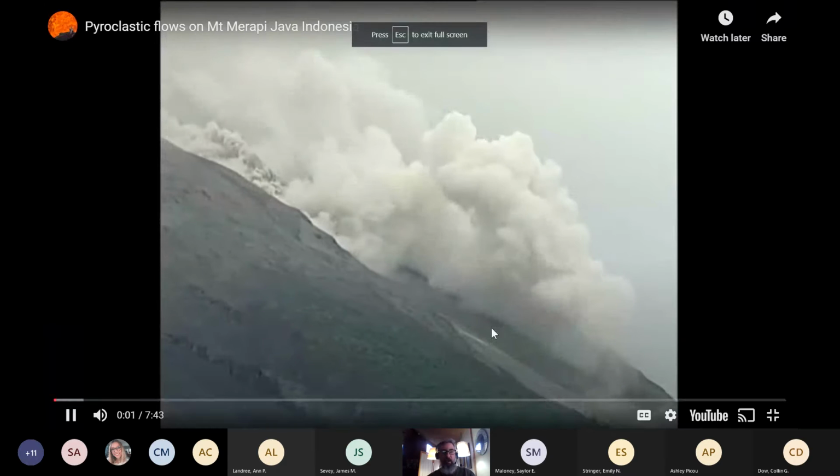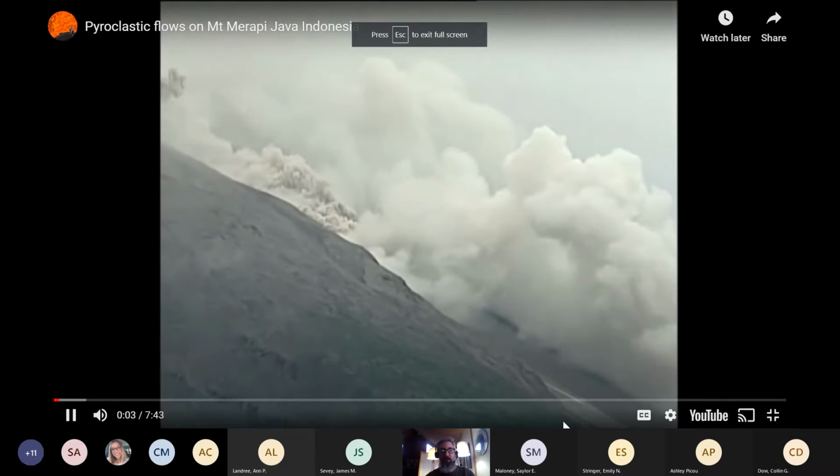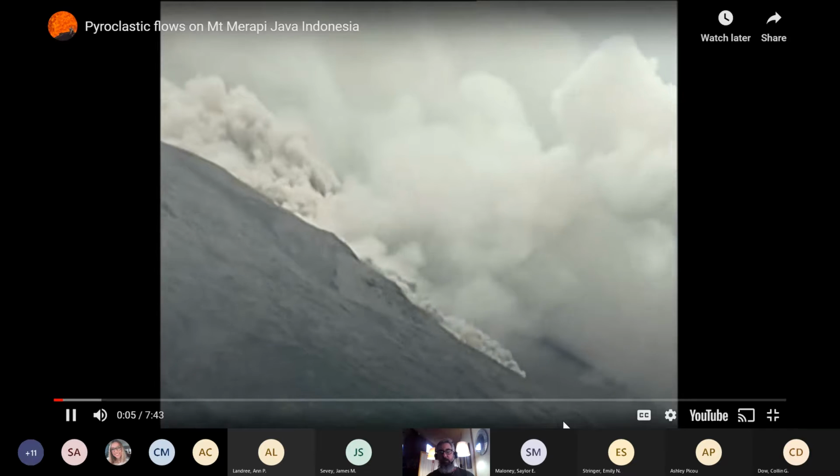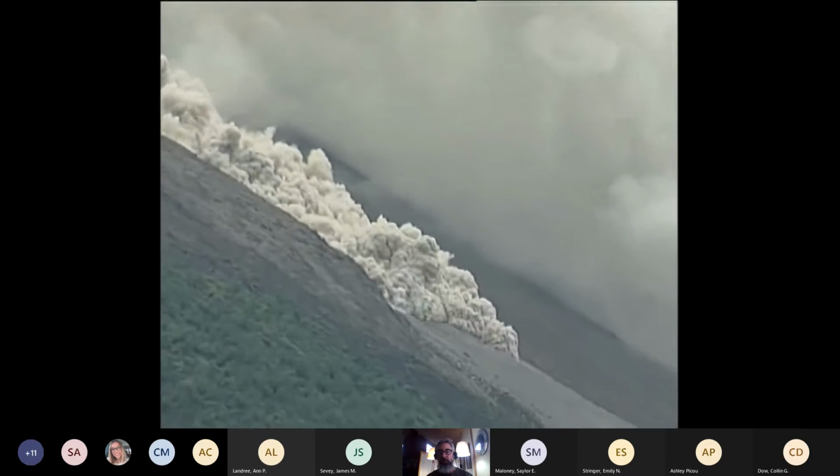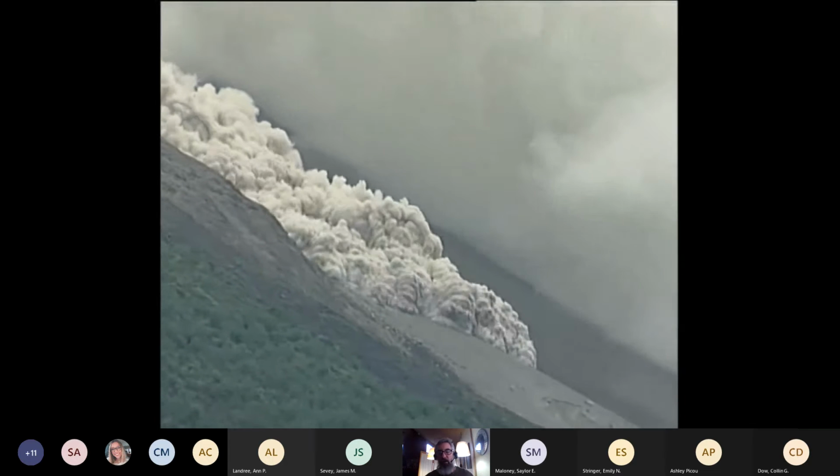This is 7 minutes of pyroclastic flows. We're not going to watch 7 minutes, but that cloud that's running along the surface, hugging the surface, is a pyroclastic flow.